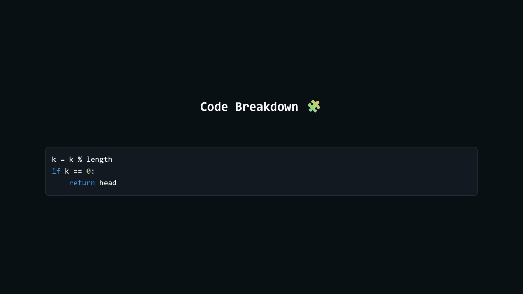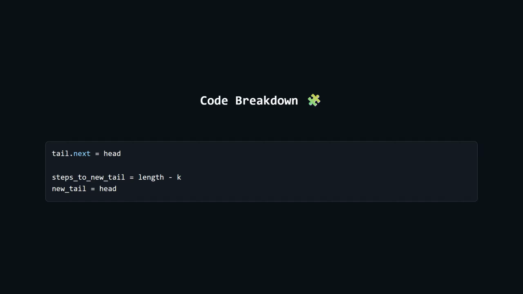Here is that crucial modulo trick. We reduce our shifts by finding the remainder. If the remainder is 0, the list doesn't change, so we can just stop here. Now, we link the old tail back to the head to make our circle. Then, we figure out exactly how many steps forward we need to take to find our new ending point.